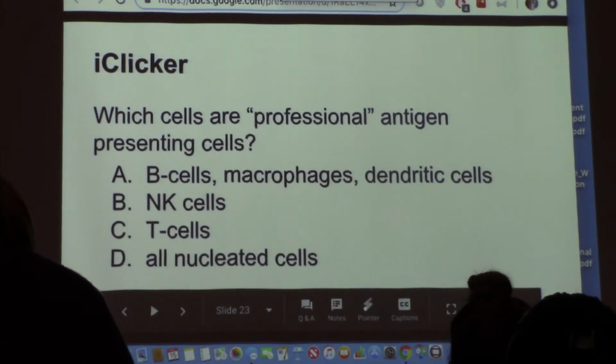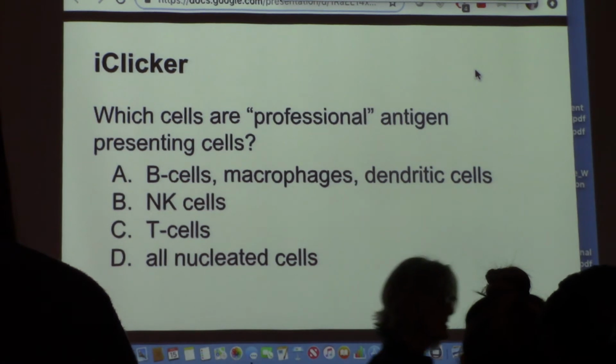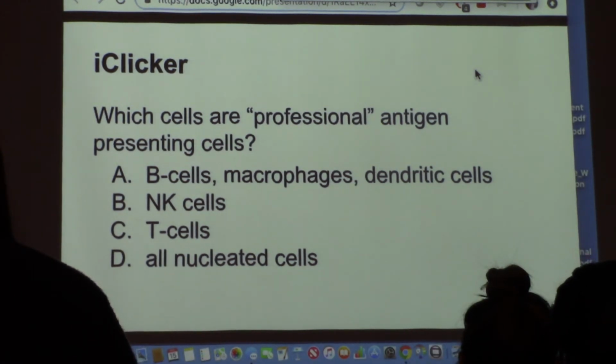Which ones, I kind of just told you, but let's ask it a different way. Which cells are professional antigen presenting cells? It's their job, it's what they live for.